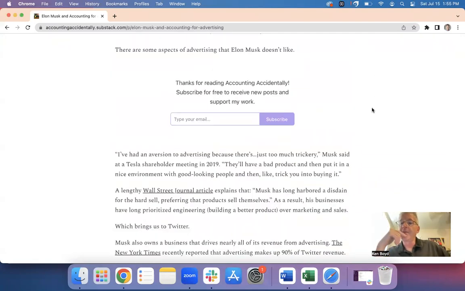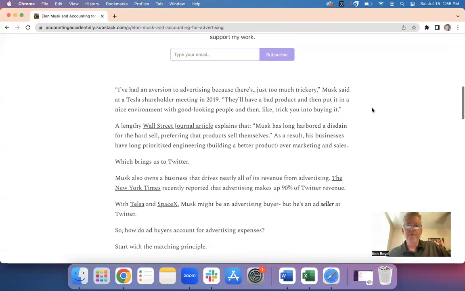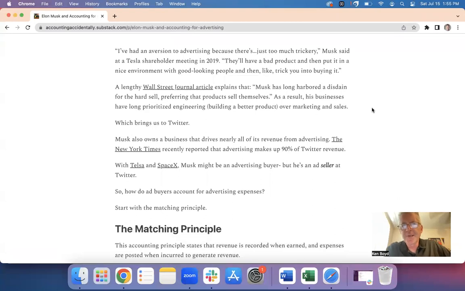So there's some aspects of advertising that Elon Musk doesn't like. Here's a quote: "I've had an aversion to advertising because there's too much trickery," Musk said in a Tesla shareholder meeting in 2019. "They'll have a bad product and then put it in a nice environment with good-looking people, and then they trick you into buying it."